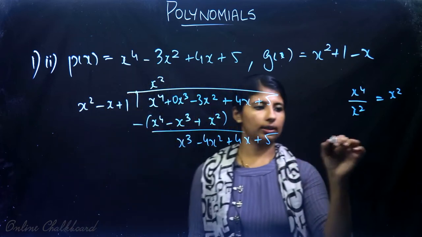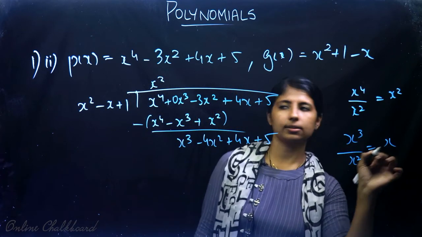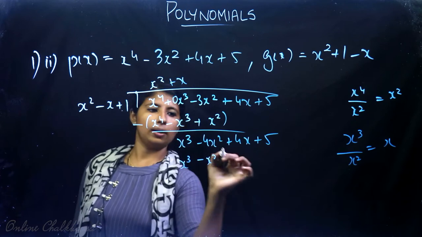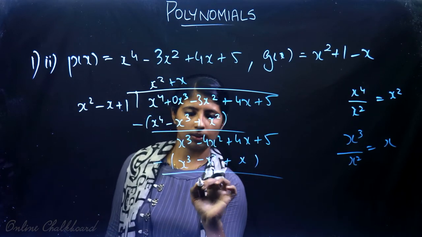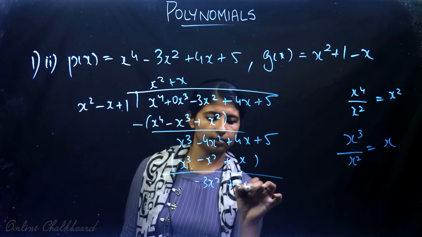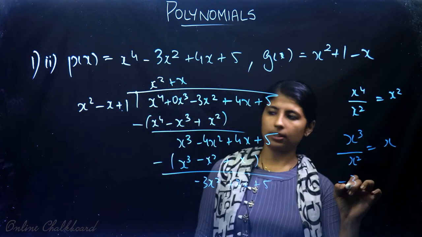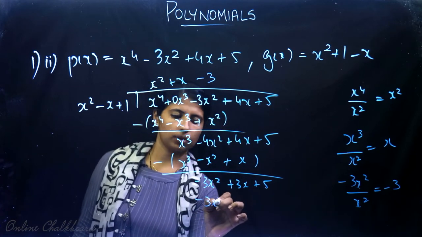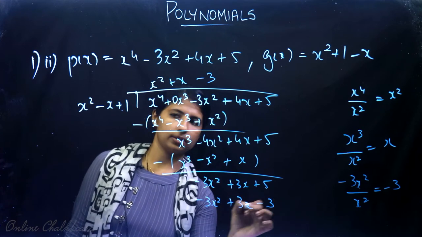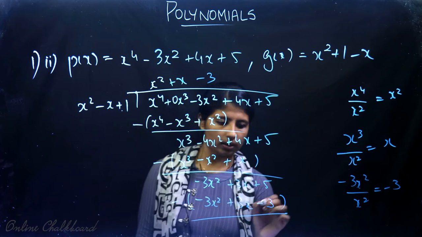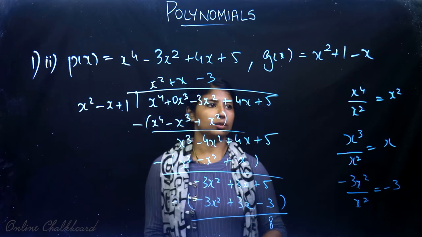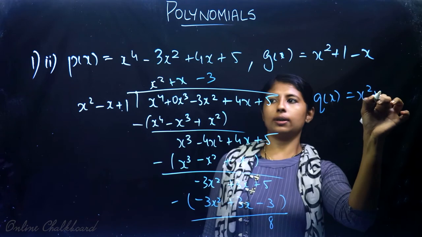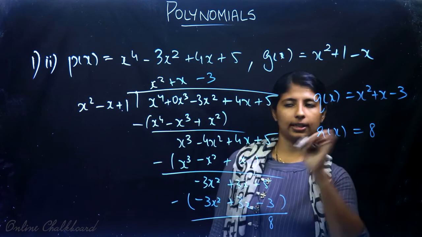Now the degree is not less, so x cube by x square equals x. x times the divisor is x cube minus x square plus x. Subtracting gives minus 3x square plus 3x plus 5. The degree is the same, so minus 3x square divided by x square is equal to minus 3. Minus 3 times the divisor is minus 3x square plus 3x minus 3. Subtract and I will get 8. So the quotient q of x here is x square plus x minus 3, and the remainder r of x is 8 for this problem.